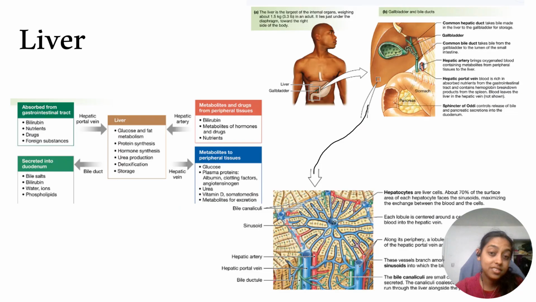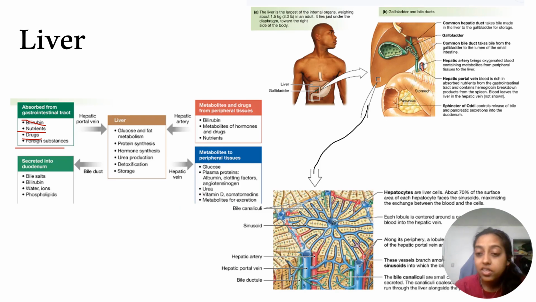Then you have the liver, and we're talking about fats, and that's why I have a picture of a donut. The liver has multiple functions, one of which is digestive, and the liver deals with a lot of breakdown of waste, breakdown of red blood cells. You have the bilirubin, the nutrients, the drugs. It's more like a detoxifier. This detoxifying unit is the liver.